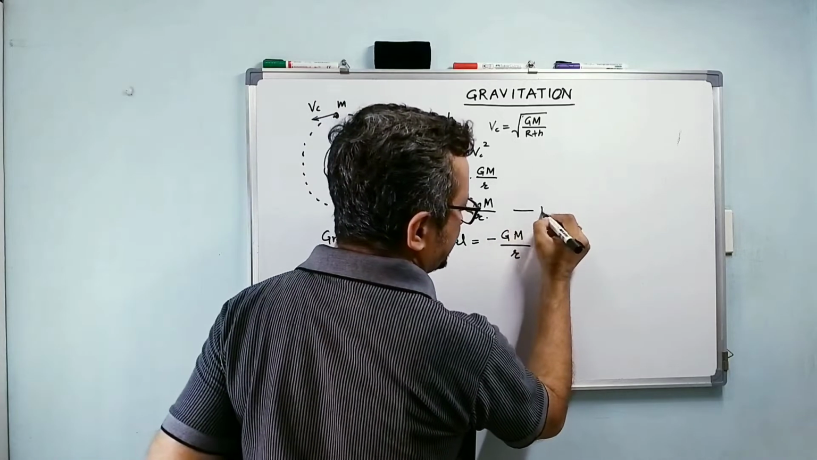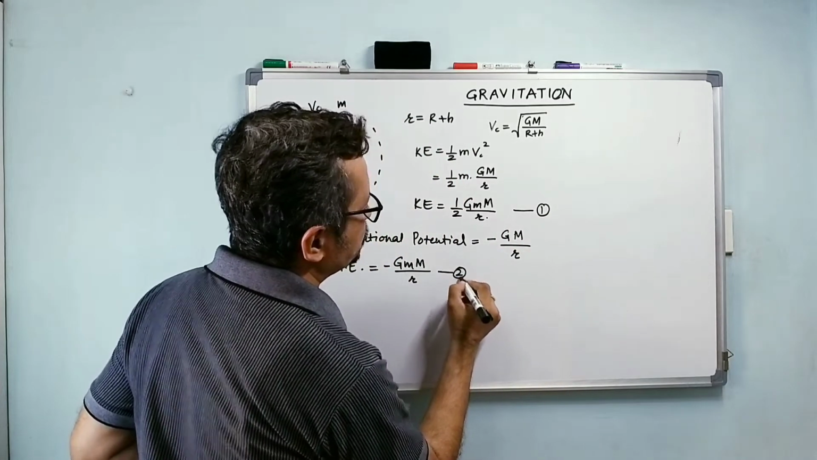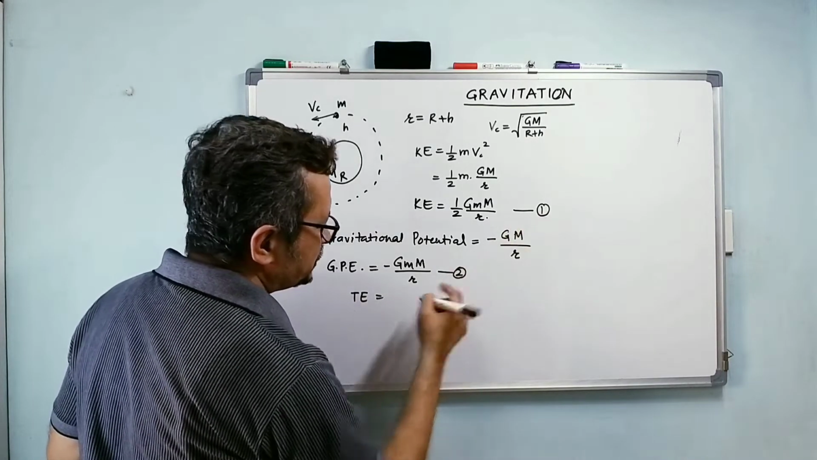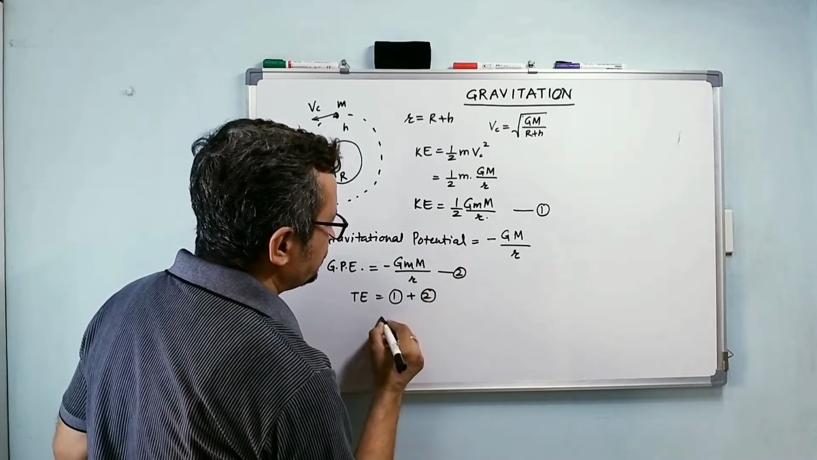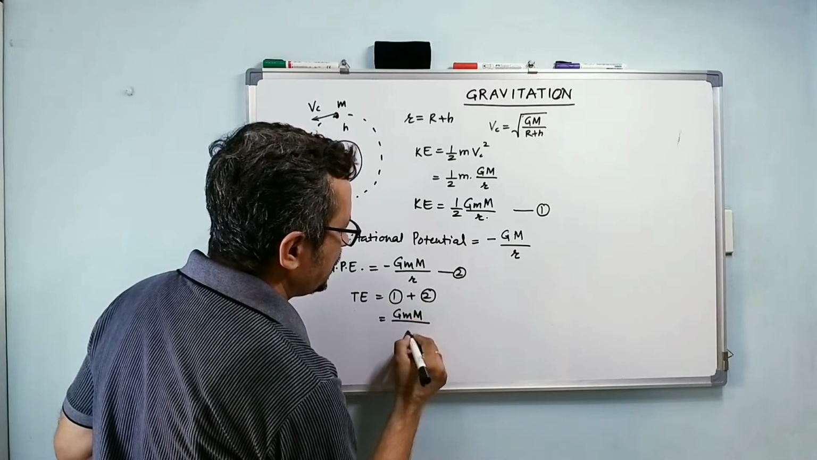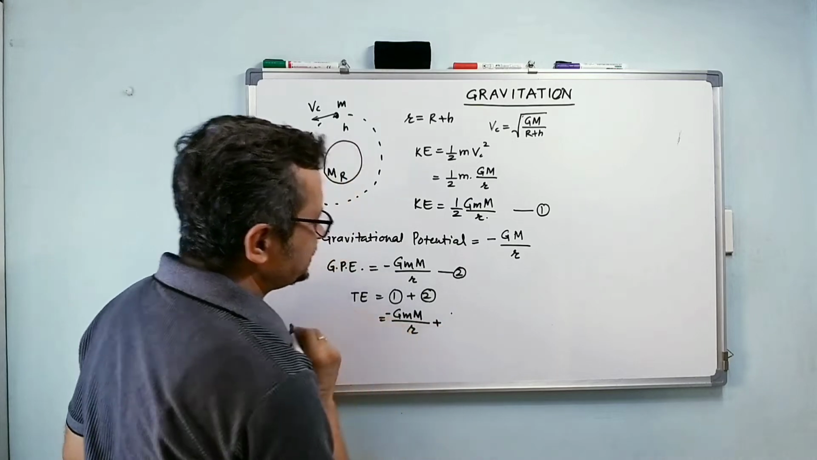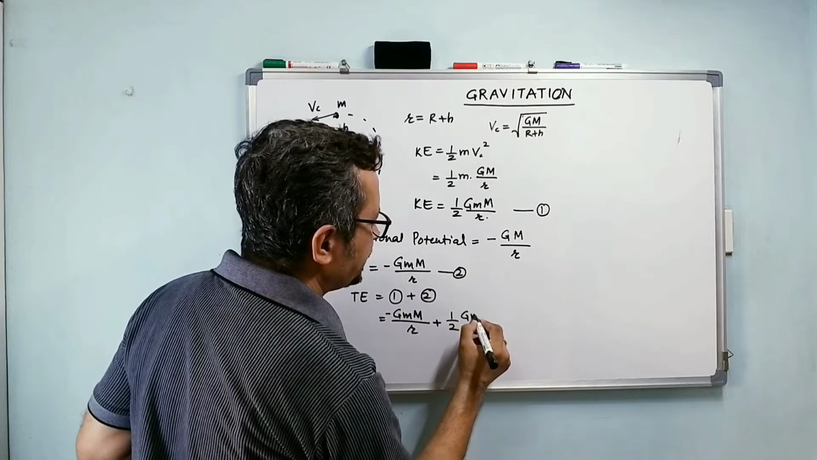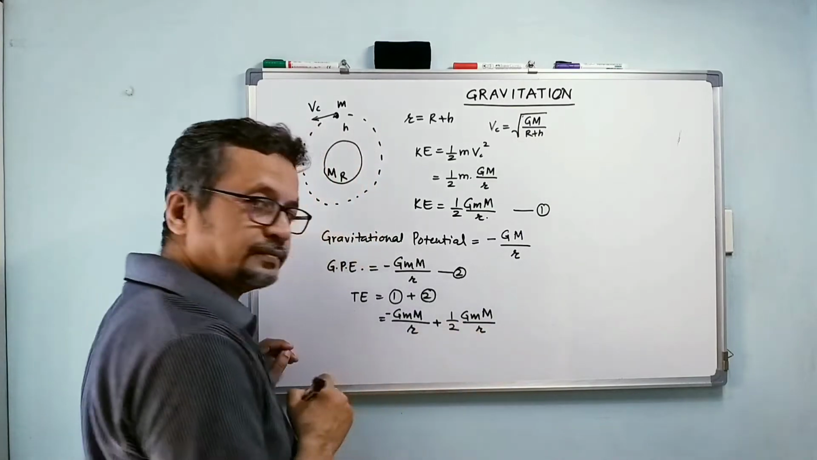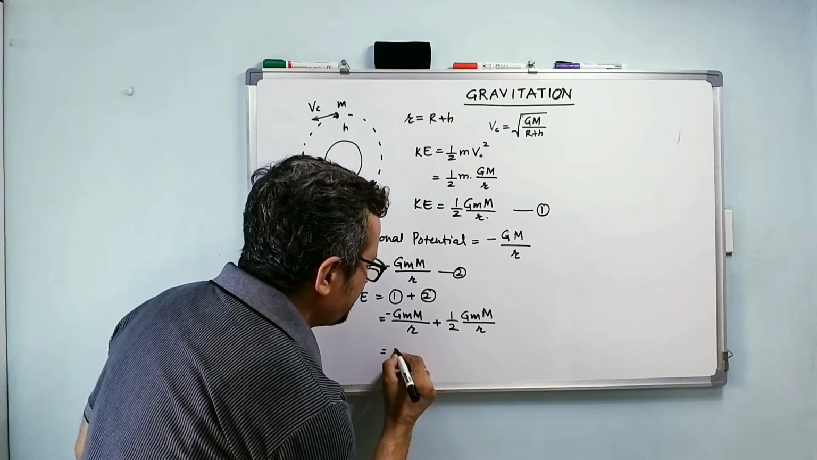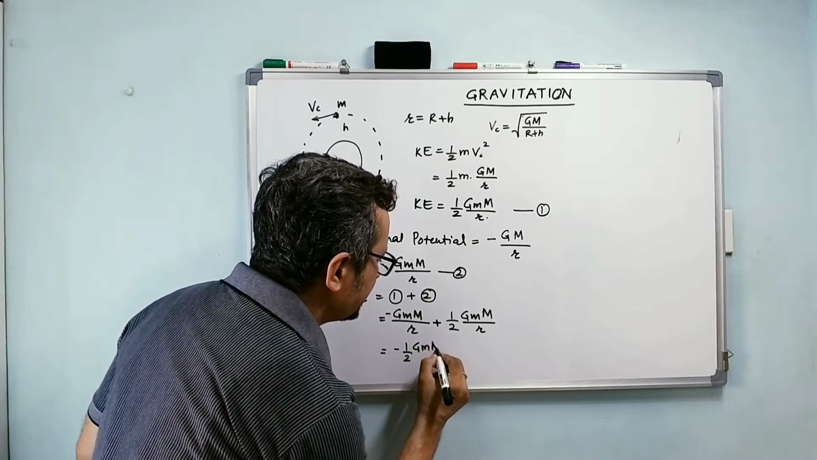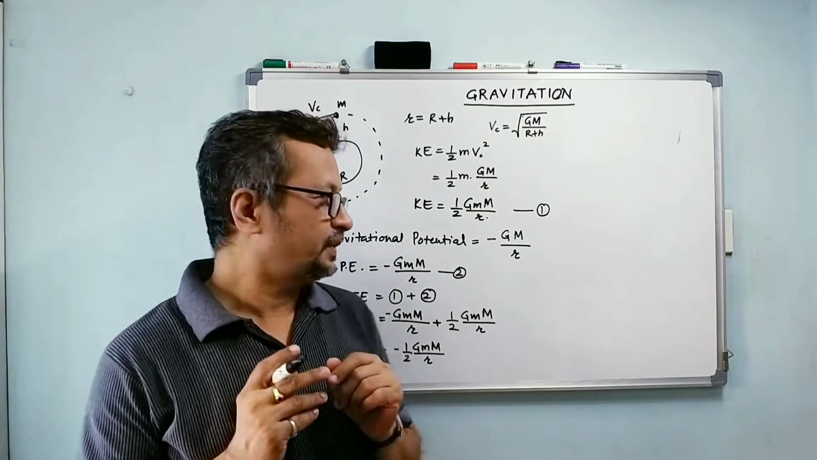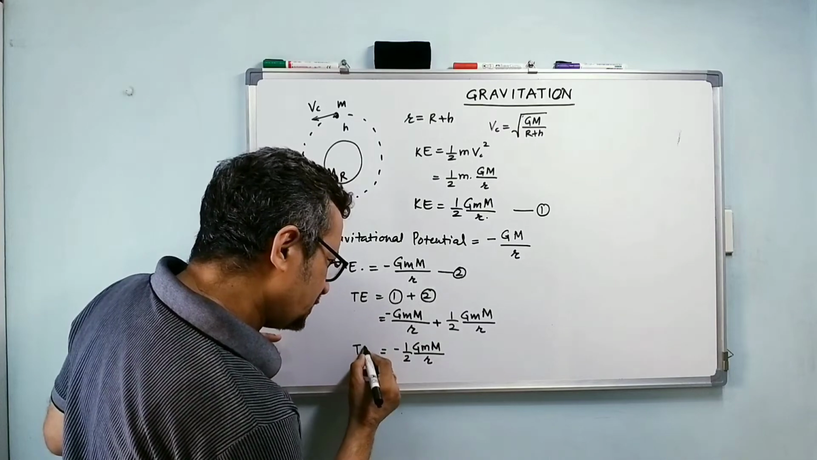Correct. So this is my kinetic energy, relation number 1, potential energy, relation number 2, and if I want to find the total energy, it would be equal to 1 plus 2, and that is going to be equal to minus GMm upon r plus half GMm upon r. Correct. So it comes out to be minus half GMm upon r. Correct. So that is the total energy.